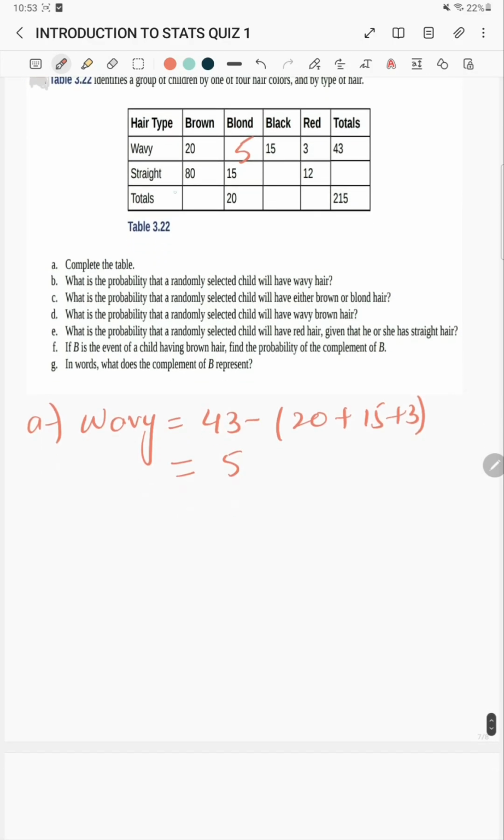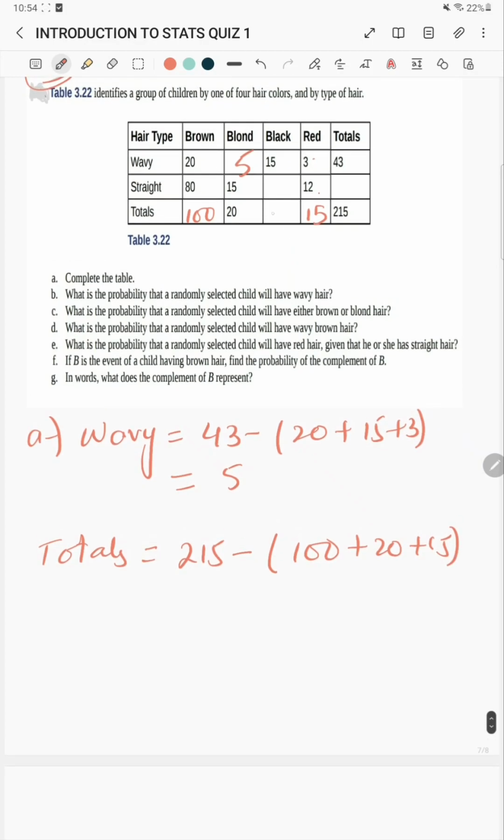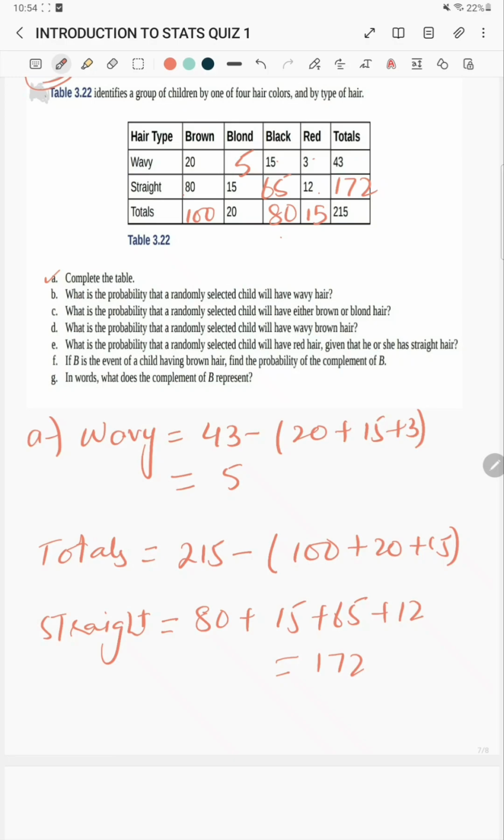Next is straight hairs. 12 plus 3 is 15 over here. 20 plus 8 is 100 over here. And the totals can be done like 215 minus 100 plus 20 plus 15, which is going to give us 80 over here. So 80 minus 15 is going to give us the straight hairs, that is 65. And we're going to add all the straight ones: 80 plus 15 plus 65 plus 12, which is going to give us 170. So this is the way that we completed part A, complete the table.